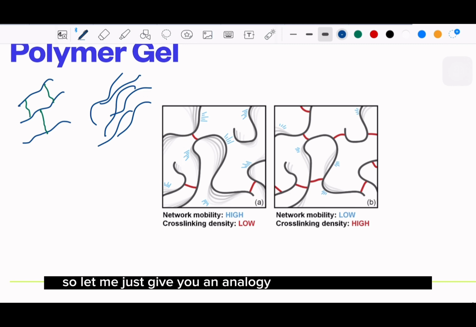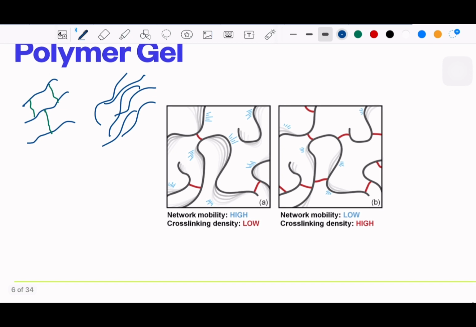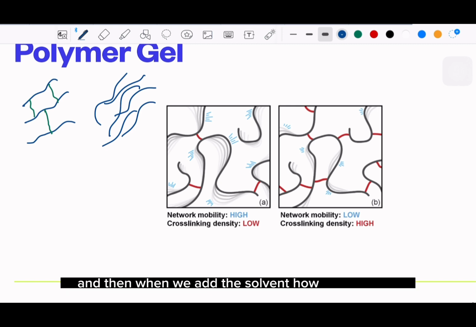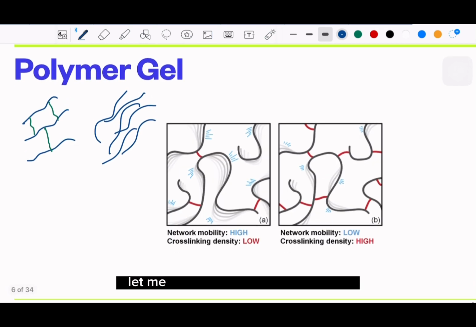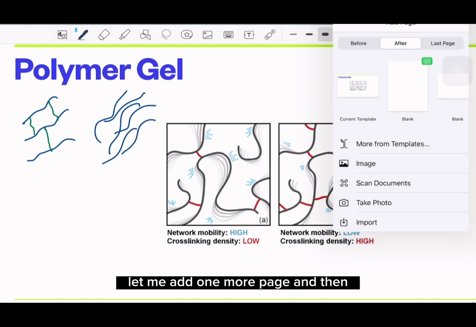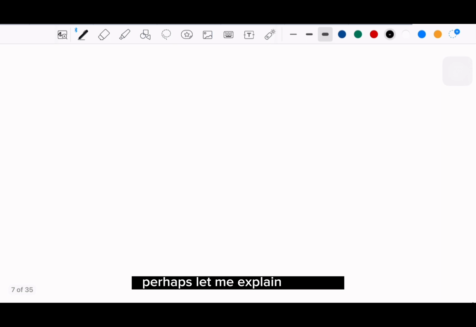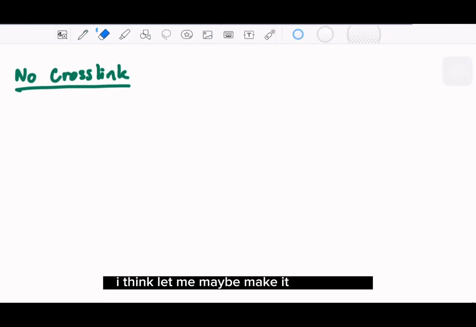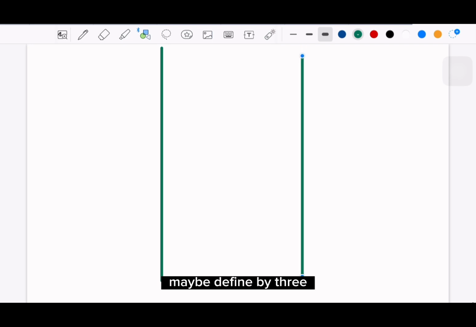Okay. So let me give you an analogy or maybe some aspect on how to look at this cross-link in terms of when we try to stretch and look at the mechanical property, and when we add the solvent, how does it react? Okay, let me add one more page, and then perhaps let me explain. Let me make it smaller. Sorry about that. Maybe divide by three.